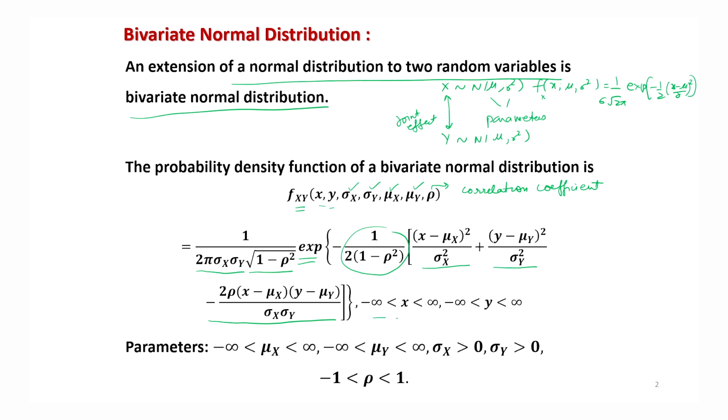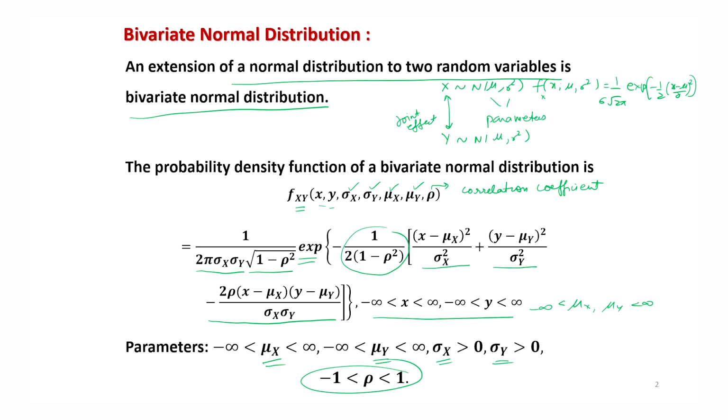Right, where x and y both lie between minus infinity and plus infinity, and mu x, mu y are also lying between minus infinity and plus infinity. You can see here the parameters are mu x, mu y, sigma x, sigma y, and rho. Sigma x and sigma y square lie between 0 and infinity, and rho is the correlation coefficient, so it lies between minus 1 and plus 1. So this is how we define the bivariate normal distribution function.